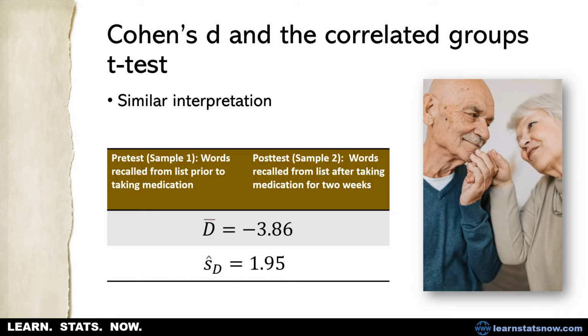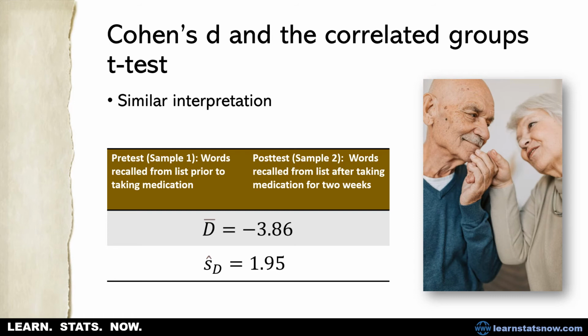Now, you might ask, well, okay, that's great for an independent groups t-test. How about the correlated groups t-test? Okay, well, let's try that. As you know, we had an example of a correlated groups t-test earlier in another video. And in that particular experiment, we were examining whether a new drug that was meant to improve short-term memory would increase the number of words recalled from a word list after 2 weeks of taking the medication.